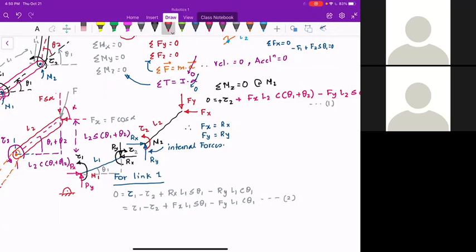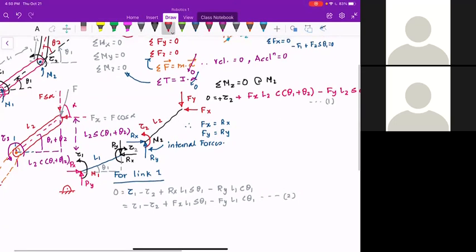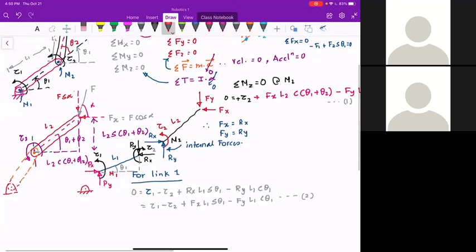Theta 1 and theta 2 values will be given to us. Our end goal is, okay, I was not clear perhaps: given theta 1, theta 2, and F, find tau 1 and tau 2.